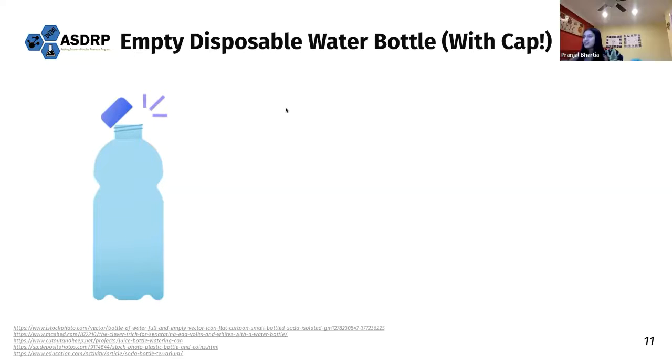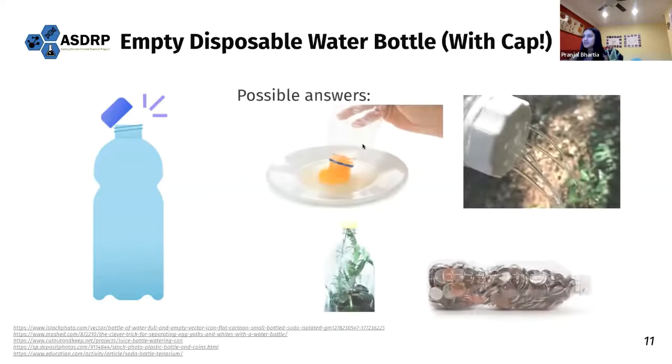Here are some of the ideas that we came up with. It can be used as a tool to separate egg white from egg yolk. If you put it on a plate and then you suck it up, it takes up the egg yolk. Like Jin said, if you poke holes in the cap, you can use it to water plants. You can grow plants in it, or you can even use it as a piggy bank.